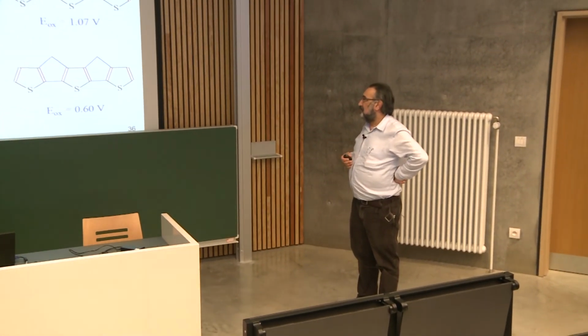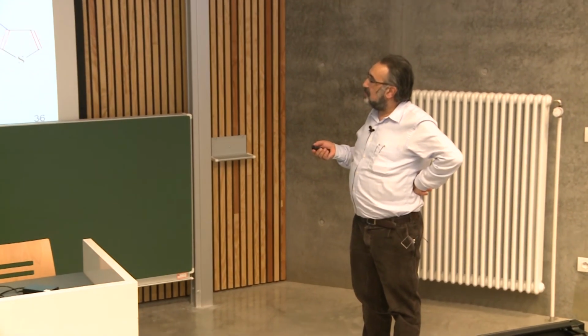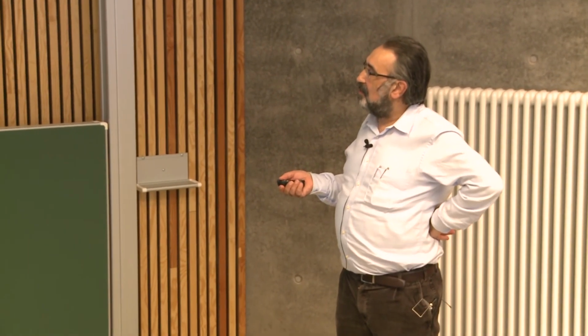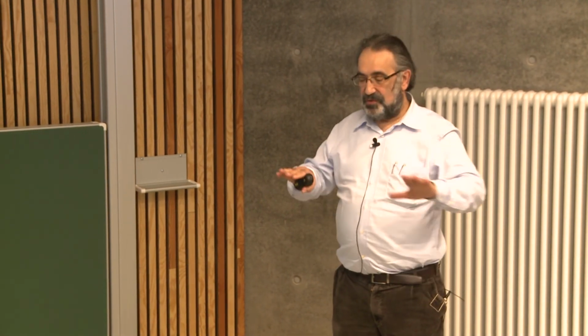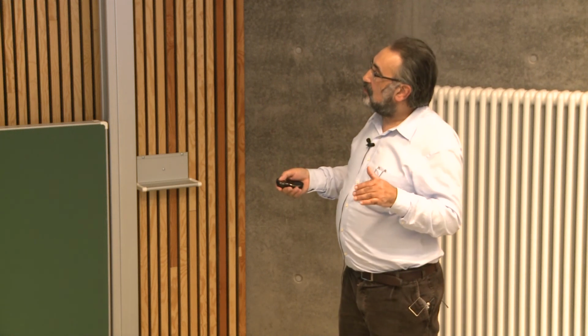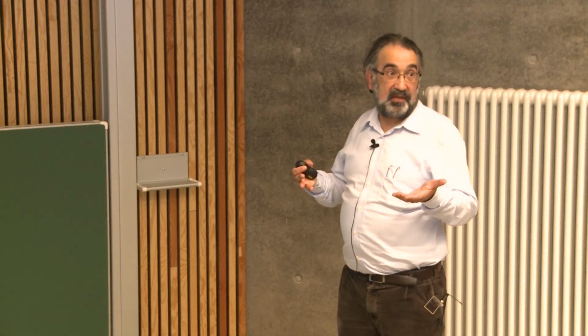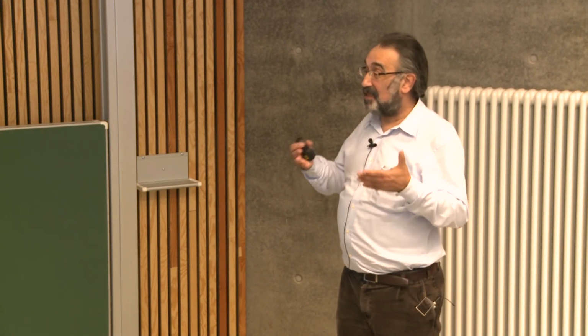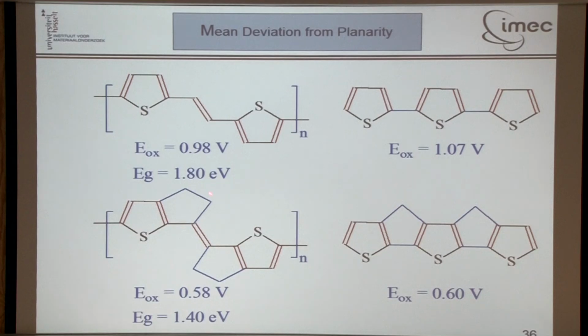Now, it has to be mentioned that this reduction of the band gap is not only the result of flattening the structure. Because if you look at it from a quantum mechanical, quantum chemical viewpoint, this ring also contributes to the pi system. So there's a kind of substituent effect. So only a part of the change here that you observe can be related to flattening the structure.